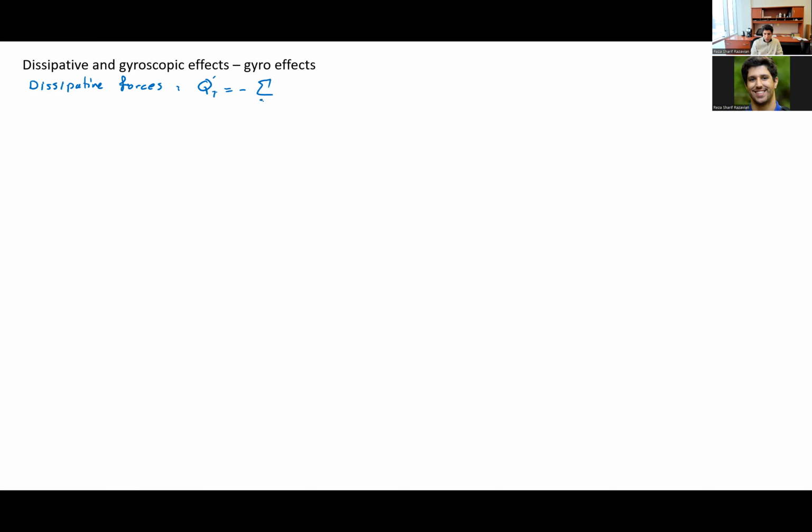so what am I doing? Using j from 1 to N, Cij q dot j. So these kind of terms came from dissipative forces, and if they were dissipative, these Cij were kind of positive. I'll mention in more detail what that means, but they are roughly in the idea of being positive.